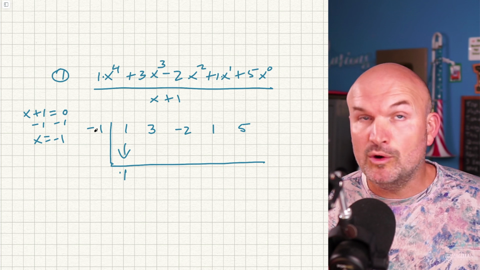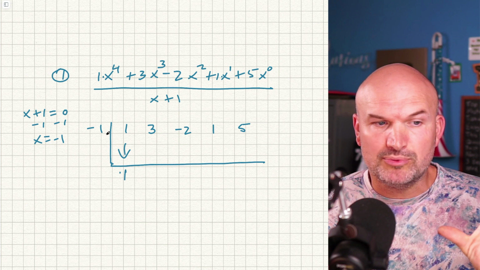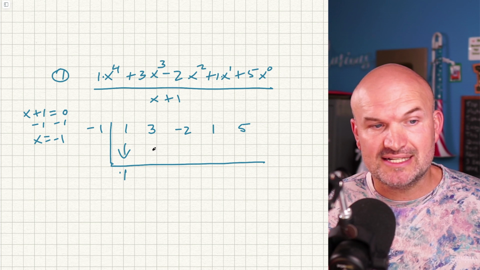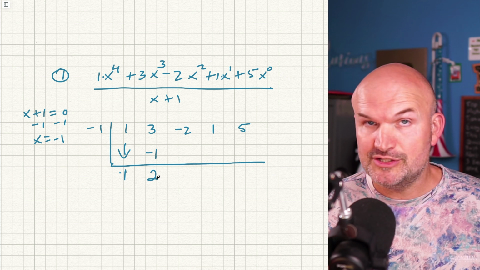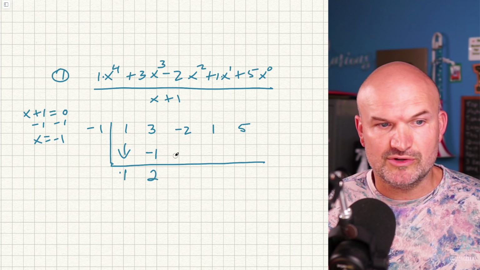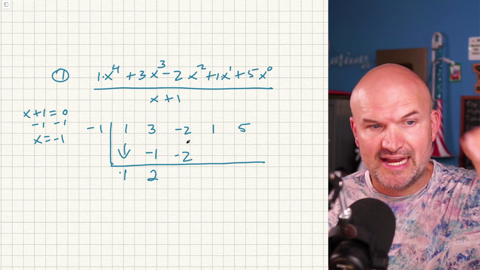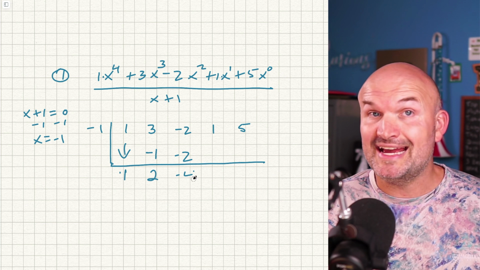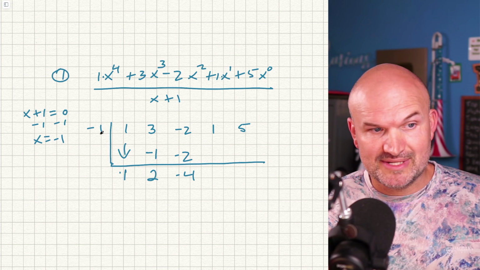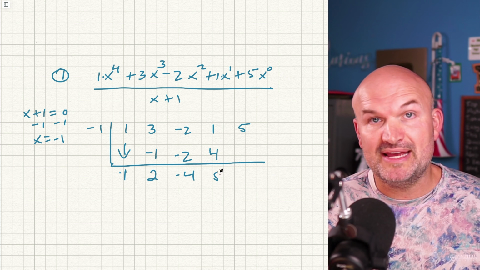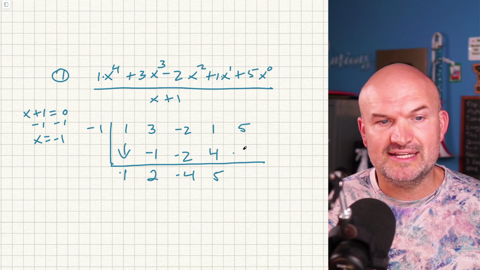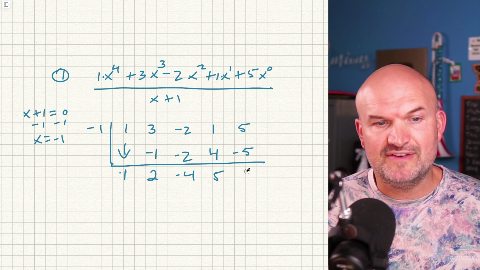So 1 times -1 is -1. I'm going to take that product and put it into the next column, so that's going to be a -1. 3 plus -1 is going to be a 2. 2 times -1 is going to be a -2. -2 plus -2 is going to be a -4. -4 times -1 is going to be a +4. 1 plus 4 is going to be a 5. 5 times -1 is a -5. 5 plus -5 is 0.